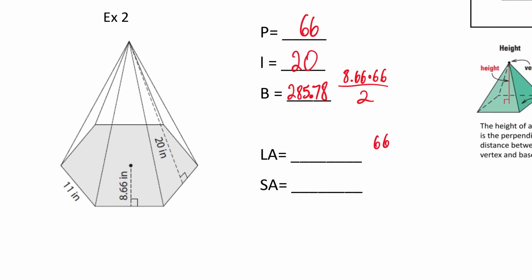Okay, for lateral, P times L divided by 2. No, you're fine. All right, and then that's 945.70.